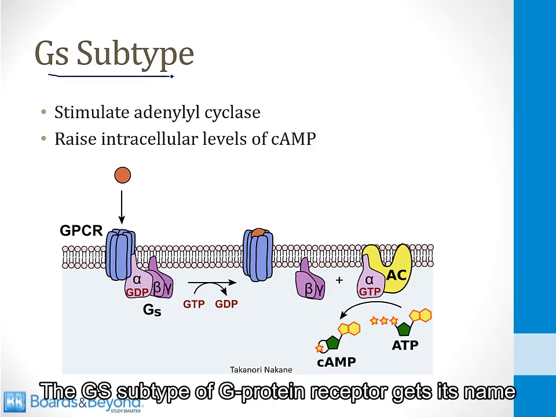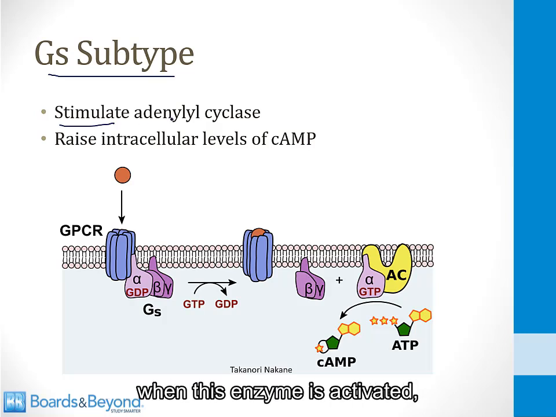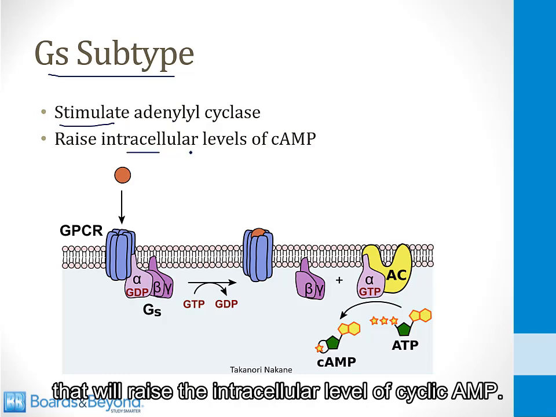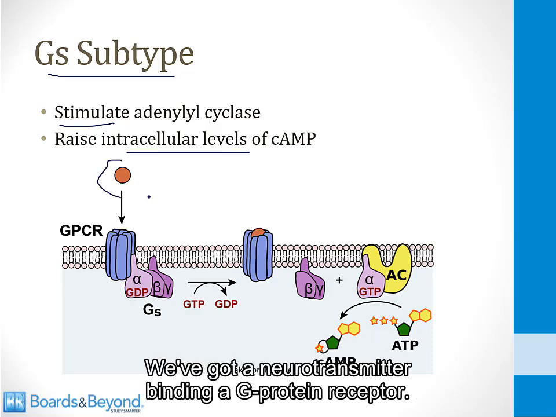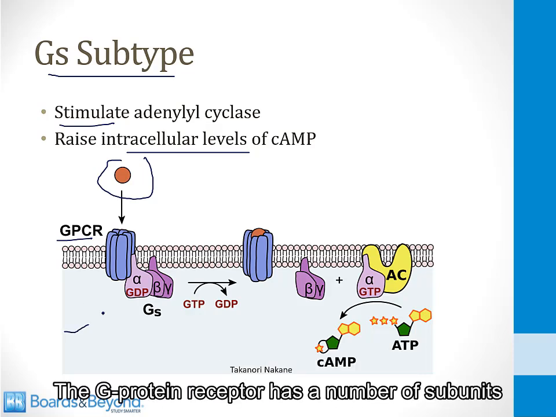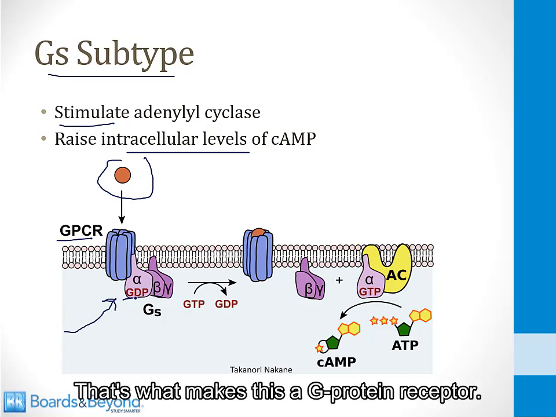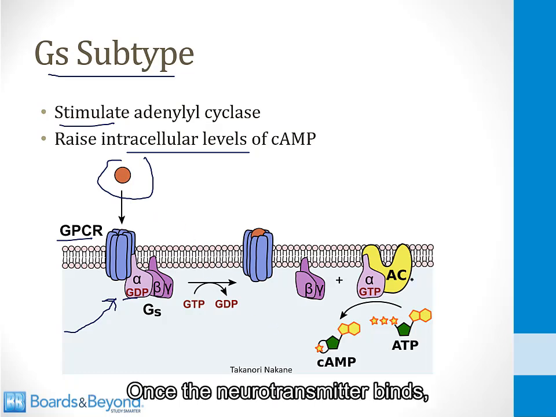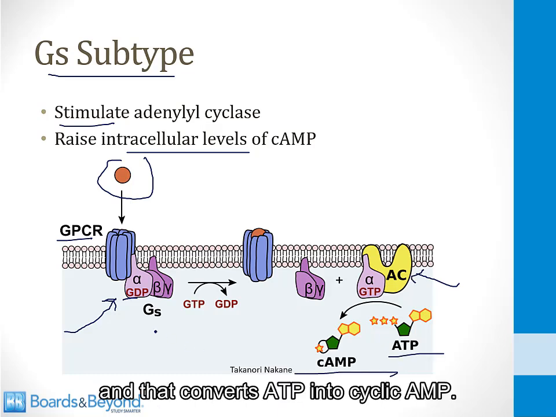The GS subtype of G-protein receptor gets its name because it stimulates adenylyl cyclase, and as we talked about before, when this enzyme is activated, that will raise the intracellular level of cyclic AMP. This is depicted in this cartoon on the screen. We've got a neurotransmitter binding a G-protein receptor. The G-protein receptor has a number of subunits that aren't important for you to know, but the alpha subunit is bound to GDP. That's what makes this a G-protein receptor. Once the neurotransmitter binds, the enzyme adenylyl cyclase is activated, and that converts ATP into cyclic AMP.